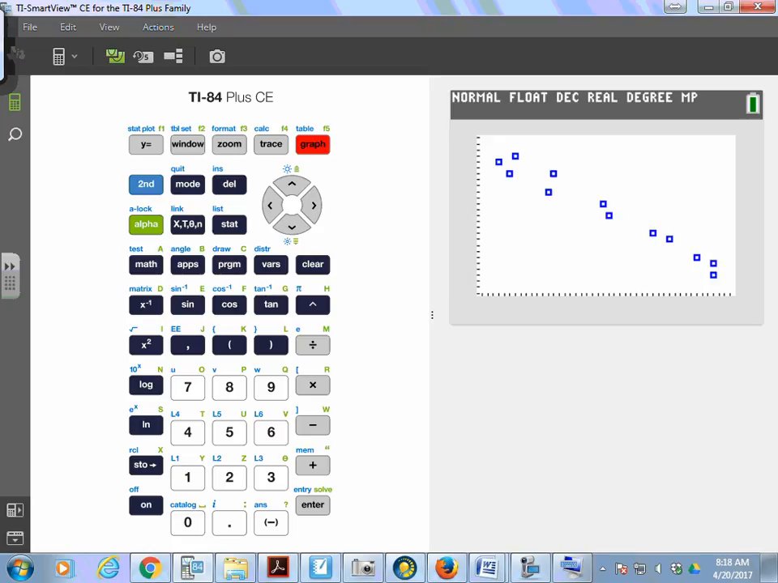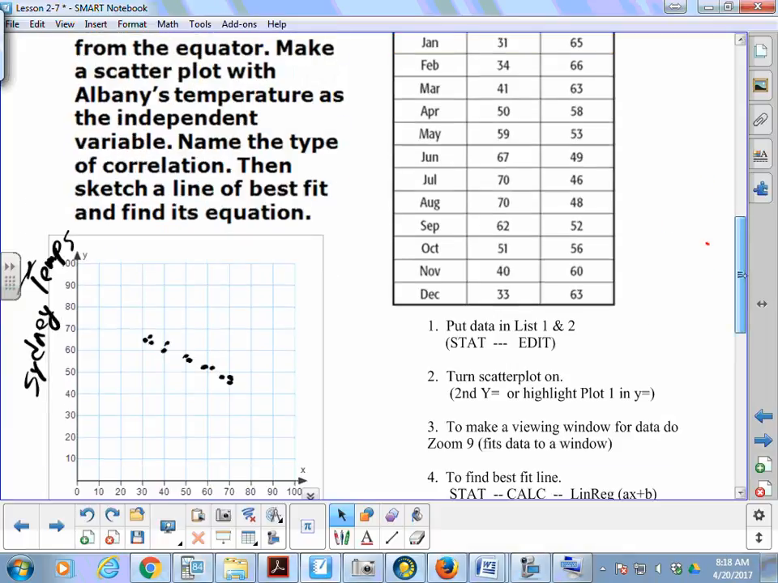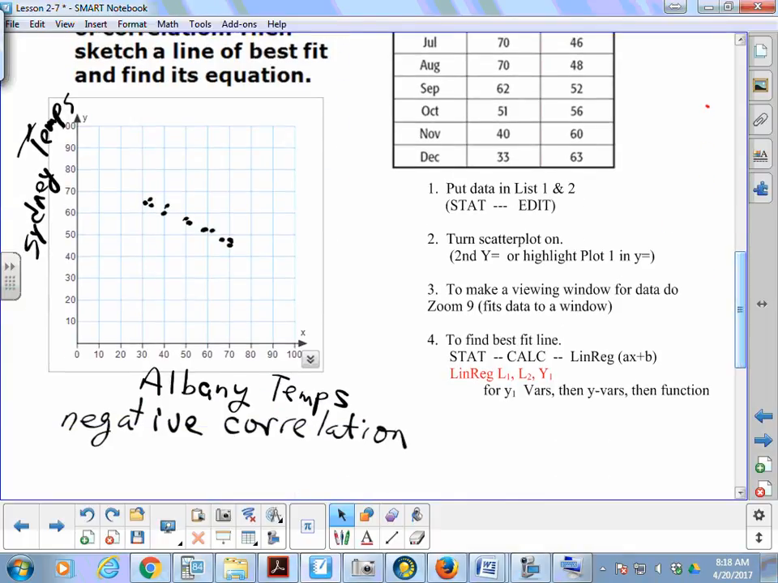So we've got our graph there. Here's our scatter plot. It looks like what we have on our paper, except our paper is a little bit more condensed, closer together. So we put the data in our list, turn our scatter plot on, and do Zoom 9 so that it fits the window.